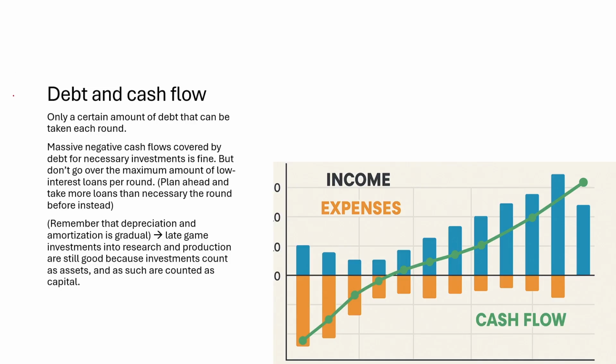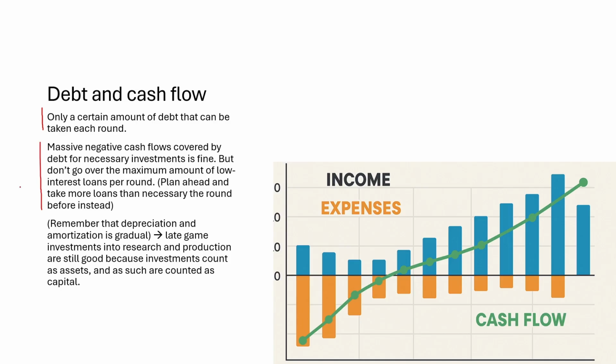Next up is debt and cash flow. An important thing to note, which is at least the case in the Hubro business simulations, is that only a certain amount of debt can be taken each round. It's $1 million if I remember correctly. So going above that will result in credit debt, which has a much higher interest and should be avoided if possible.